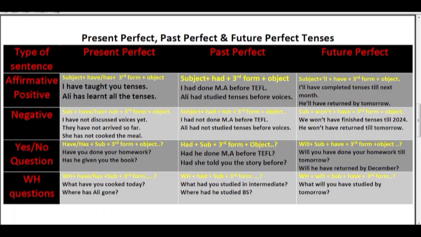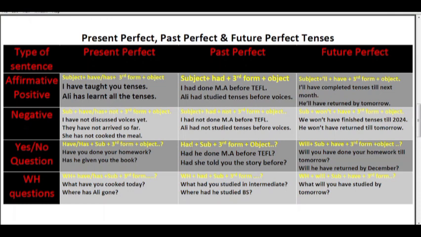For making yes-no questions, we bring the helping verbs to the start of the sentence, then subject, then third form, then object. So in present perfect tense, we bring has or have to the start of the sentence, and finally the question mark, and the rest of the structure is followed similarly. For example, have you done your homework? Yes, I have. Has he given you the book? Yes, he has, or no, he has not.